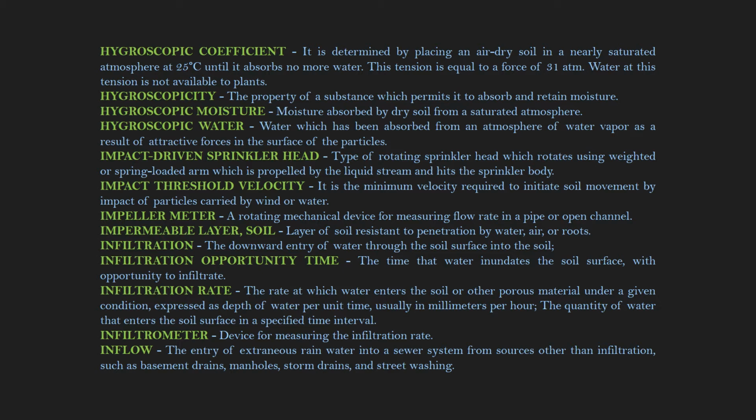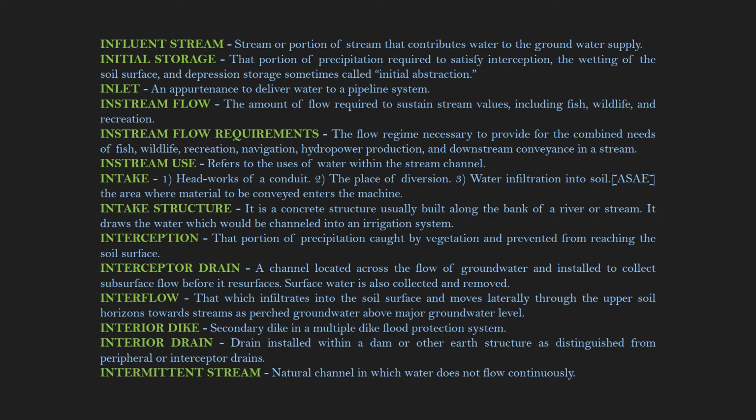Inflow: the entry of extraneous rainwater into a sewer system from sources other than infiltration, such as basement drains, manholes, storm drains, and street washing. Influent stream: stream or portion of stream that contributes water to the groundwater supply. Initial storage: that portion of precipitation required to satisfy interception, the wetting of the soil surface, and depression storage, sometimes called initial abstraction. Inlet: an appurtenance to deliver water to a pipeline system.